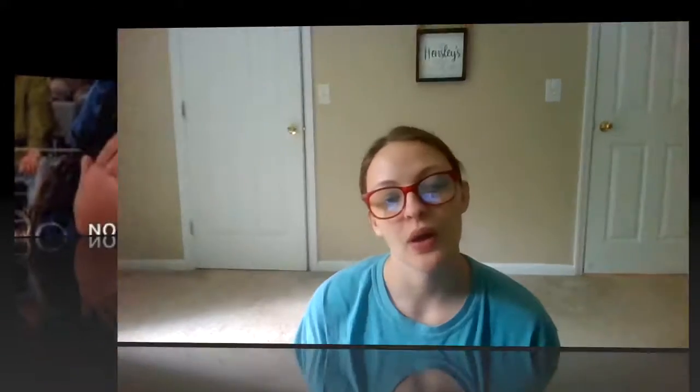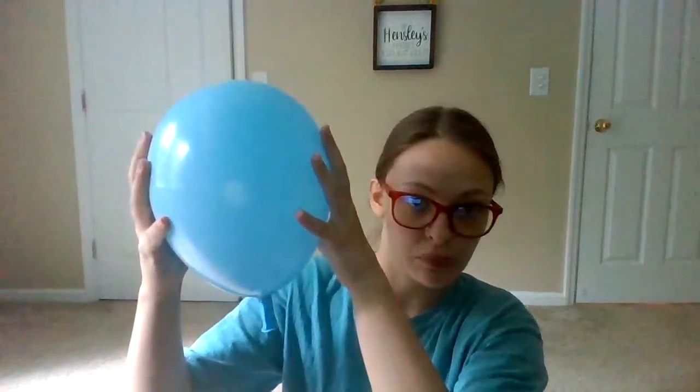So oxytocin naturally occurs in the body, but sometimes mothers have to be given oxytocin to induce labor and to start those uterine contractions. So I'm going to show you basically what oxytocin does on the uterus. So here we have the balloon is our uterus, here's our cervix, and then we have a baby in there.